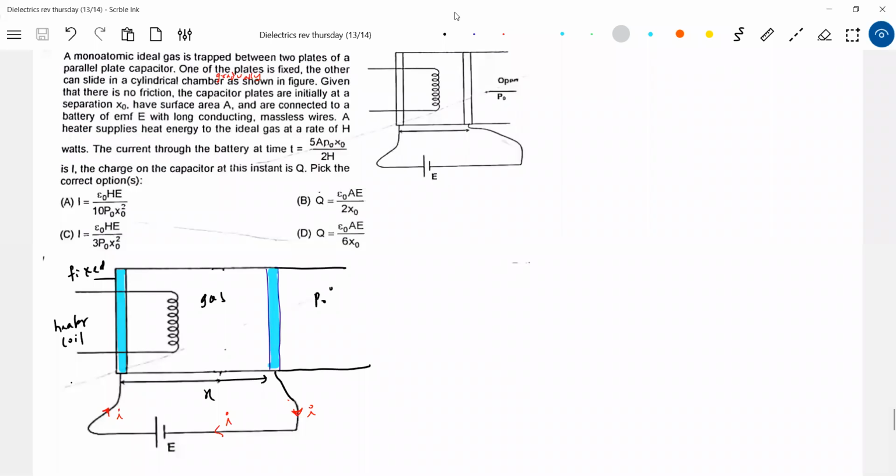Okay, let's get into this one here. So what is the pressure of the gas? It will remain P naught.